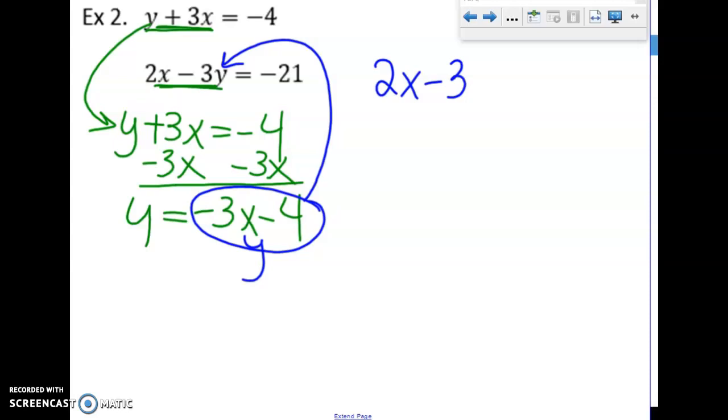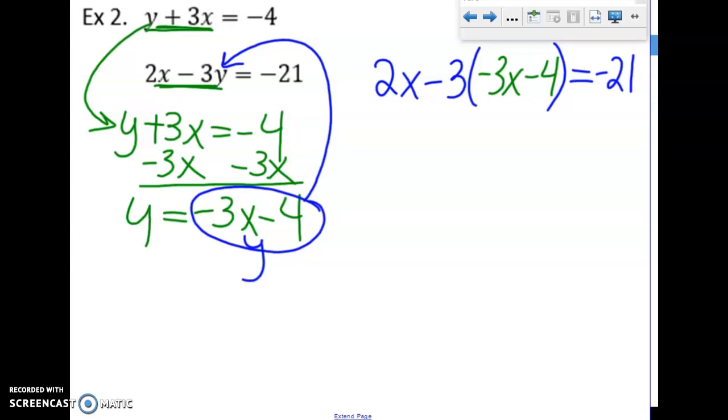So I'm going to use green for this, negative 3x minus 4. Now there's one thing we've got to remember to do. Because that's all y, we want to put this in parentheses. All right, we want to make sure that everything gets multiplied by the negative 3, and then it's still equal to negative 21. So there we have our new equation with just one variable.